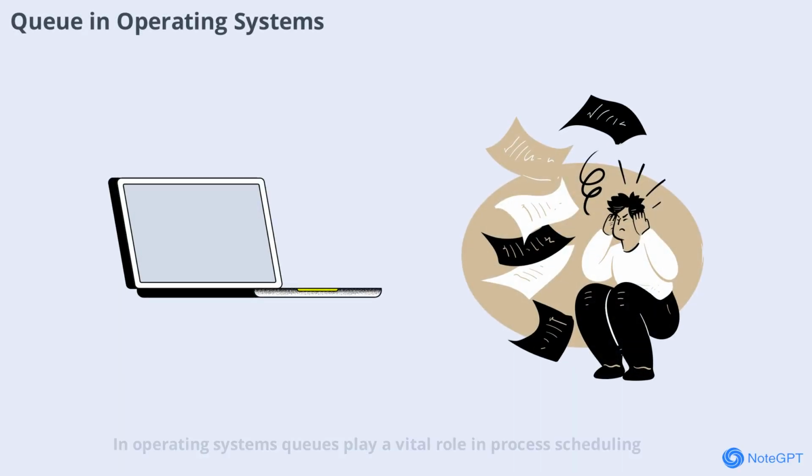In operating systems, queues play a vital role in process scheduling. When multiple processes need CPU time, they're placed in a queue and served in order. This ensures fairness and efficient use of resources. Queues also manage input-output requests and help prevent bottlenecks by organizing tasks systematically.